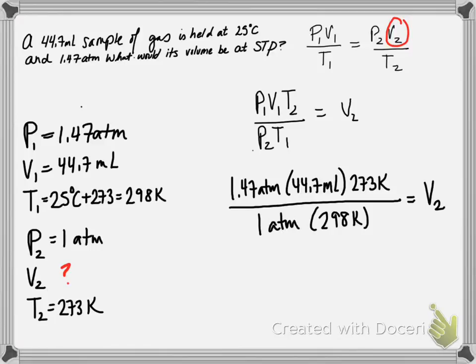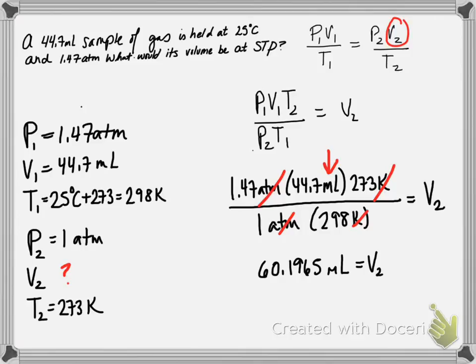As you can see, most of our units are going to cancel out. Atm will cancel, Kelvin will cancel, leaving us in milliliters, which is the correct unit for volume. So I think we've done our rearrangement correctly. Our raw answer is 60.1965 milliliters as our final volume.